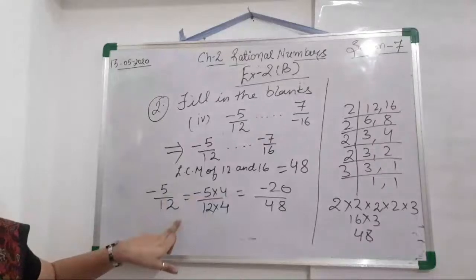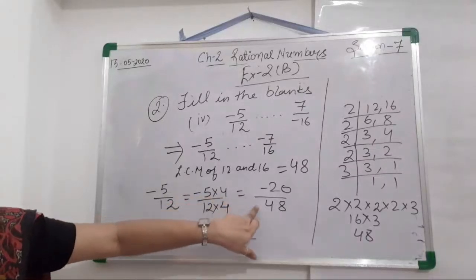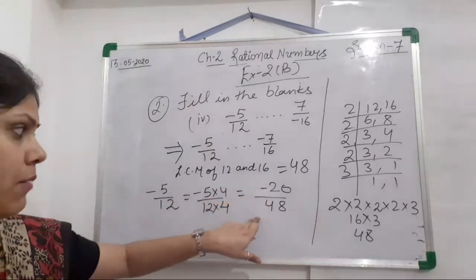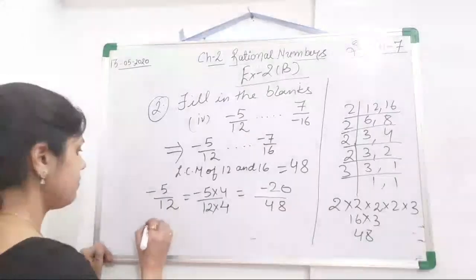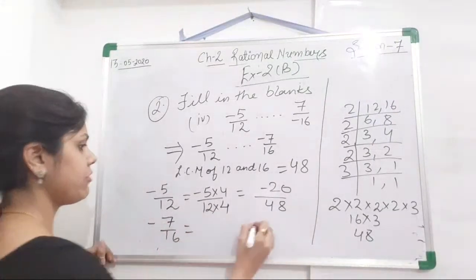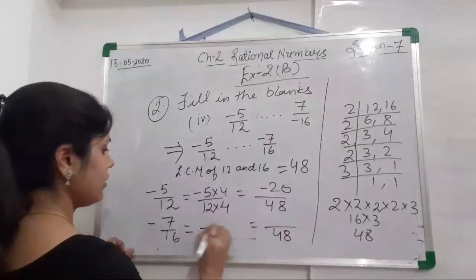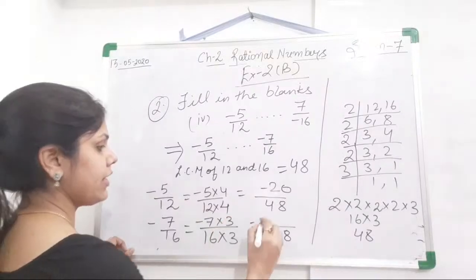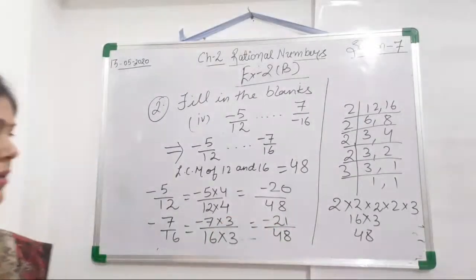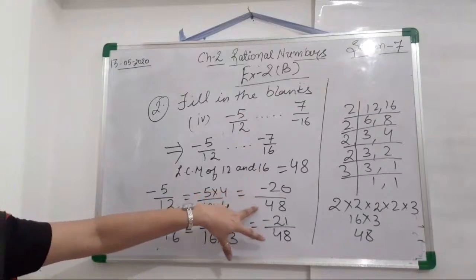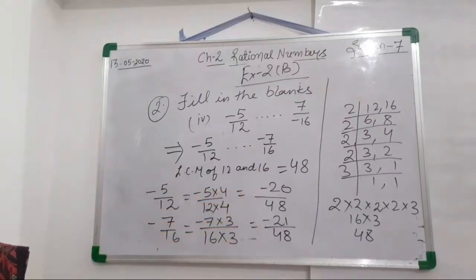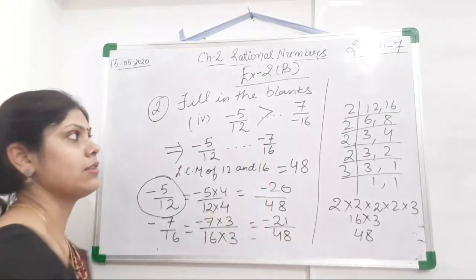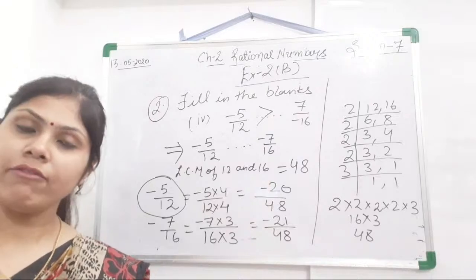Now, minus 5 upon 12 can be written with denominator 48 as minus 5 into 4, minus 20 upon 48. And minus 7 upon 16 can be written as, 16 3s are 48, that means the same number you have to multiply in the numerator, 21. Now you can compare from here. Minus 20 upon 48, minus 21 upon 48. Which one is greater? Minus 20 upon 48 is greater, isn't it? So you can write here: minus 5 upon 12 is greater. Okay, fill in the blanks you can do.